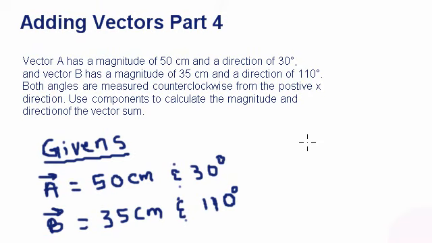Alright, so let's start. The problem says vector A has a magnitude of 50 centimeters and a direction of 30 degrees, and vector B has a magnitude of 35 centimeters and a direction of 110 degrees. Both angles are measured counterclockwise from the positive x direction. Use components to calculate the magnitude and direction of the vector sum.